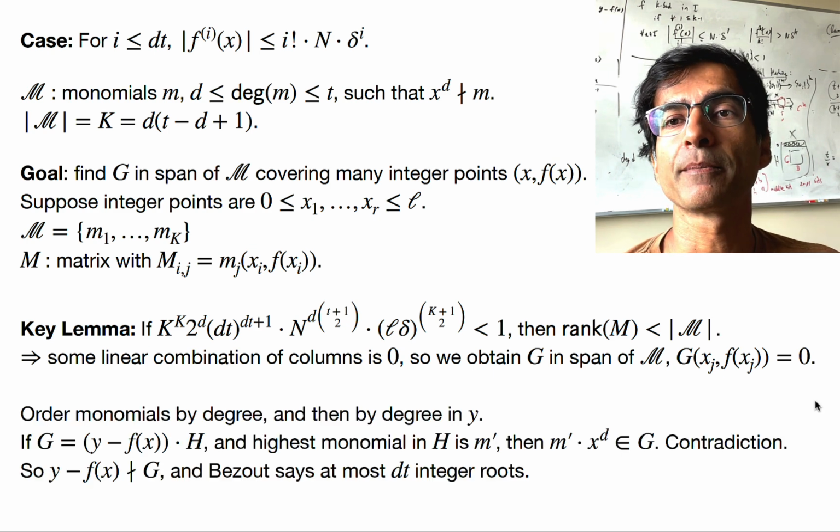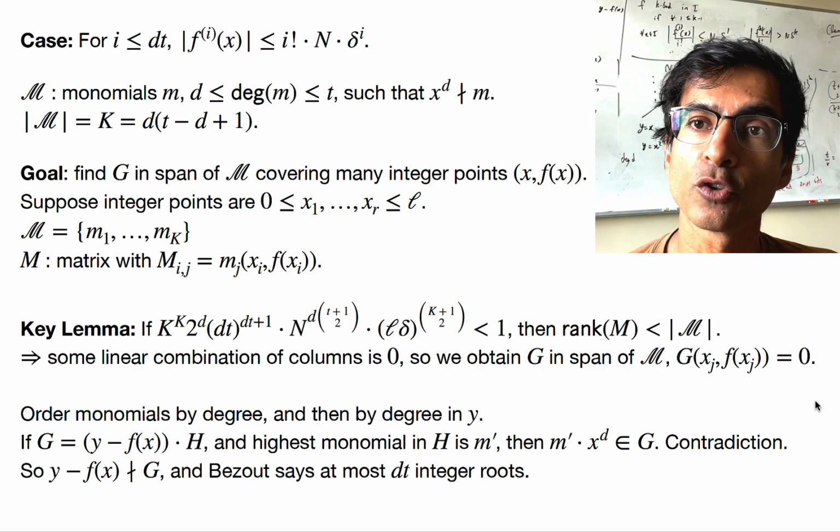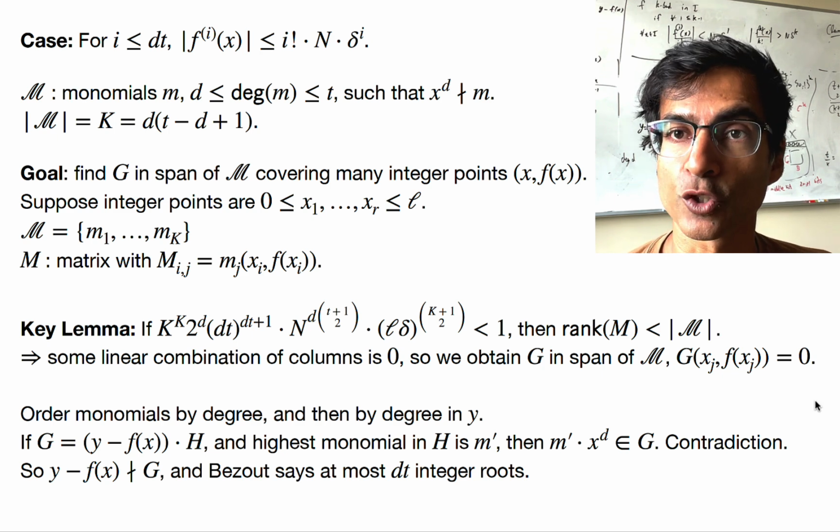Now we want to apply Bezout's theorem. So we want to control the number of integer points. So we want to say that this polynomial is not divisible by y minus f of x. And that's a consequence of the choice of monomials that we've made.